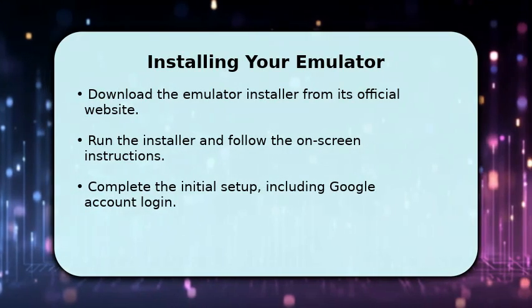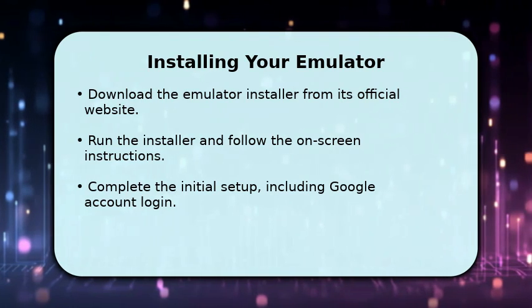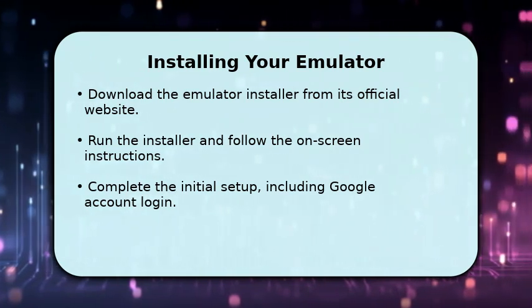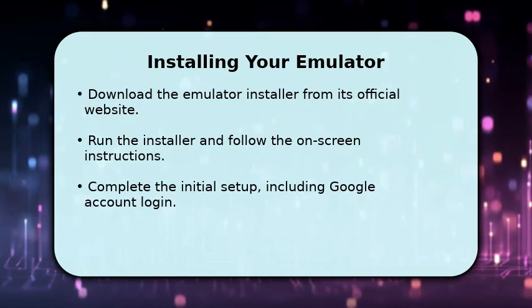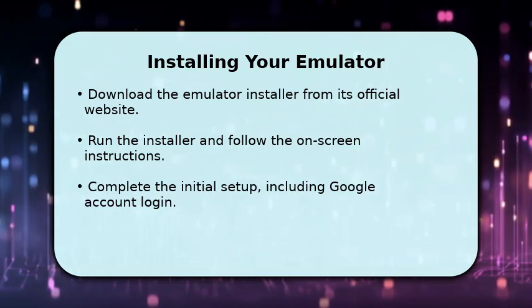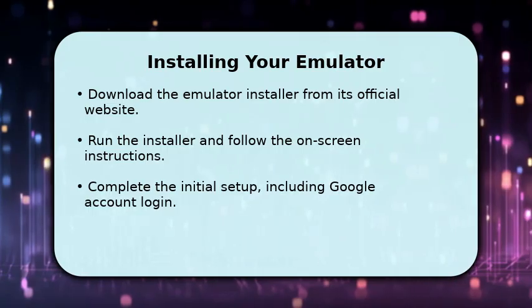Once you have chosen your preferred emulator, the next step is installation. Head over to its official website and download the installer file. After the download is complete, simply run the installer and follow the straightforward on-screen prompts.